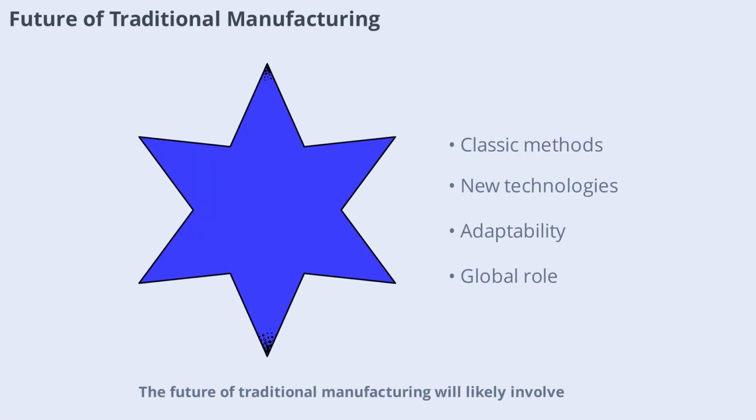The future of traditional manufacturing will likely involve a mix of classic methods and new technologies. Factories that embrace change while preserving their core strengths will continue to play an important role in the global economy. By valuing craftsmanship, quality, and adaptability, traditional manufacturing remains relevant in the modern world.